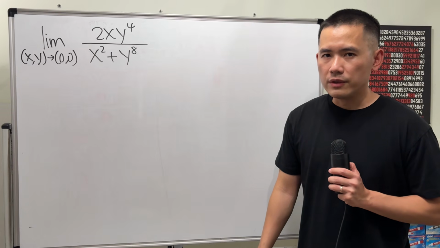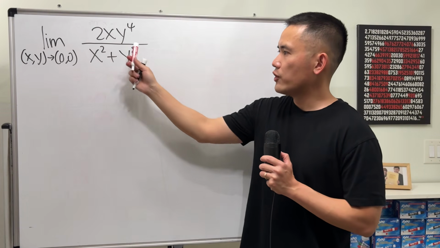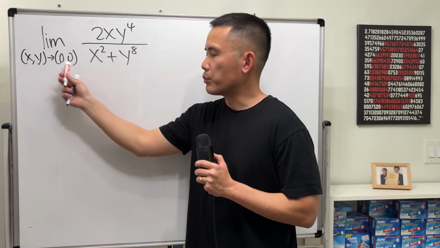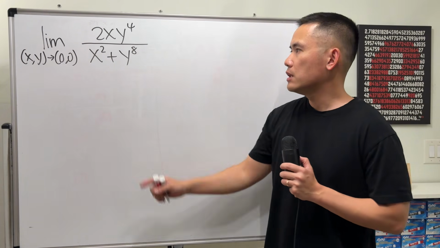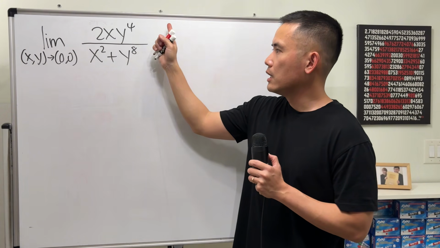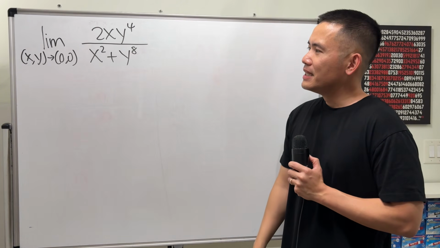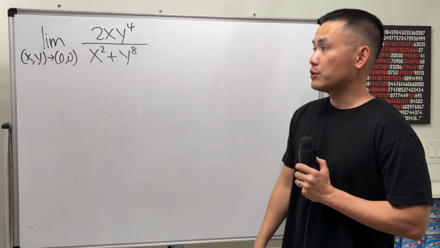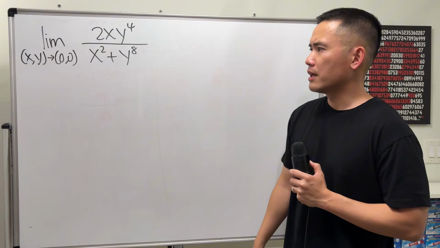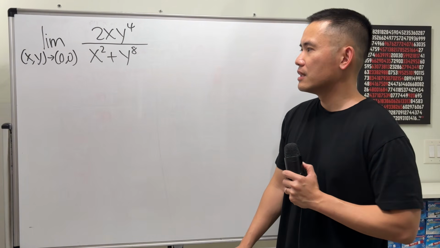Let's see how we are going to evaluate the limit of this multivariable function, where (x, y) approaches (0, 0). First, if we plug in 0 and 0 into x and y, we get 0 over 0. We cannot draw any conclusion based on that. So maybe let's just start by plugging in some paths and see what happens.